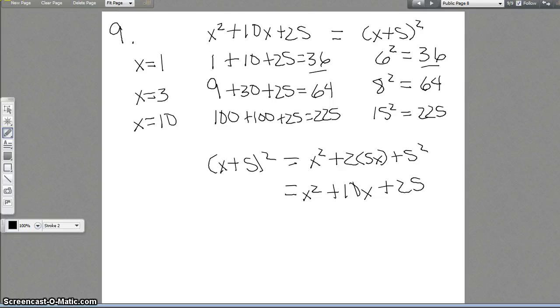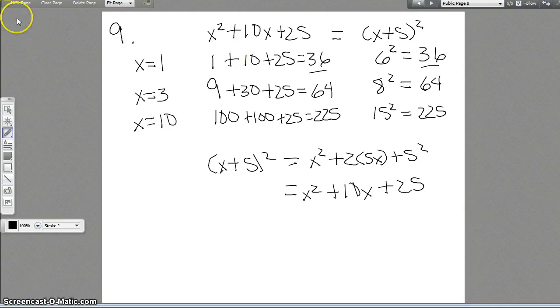So when you do number 16, you will also have equivalent equations. You should get the same answer both ways. If you do not get the same answer, then you've done something wrong. Go back and check your work. Okay, that was number 9, which is just like number 16.